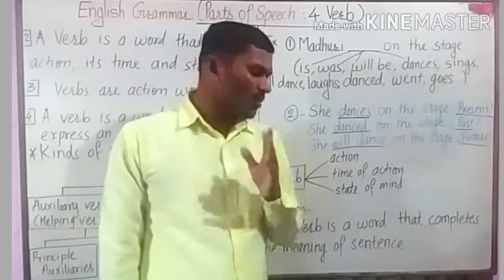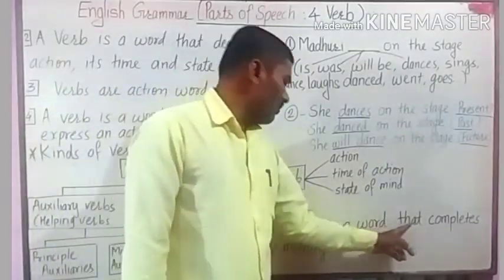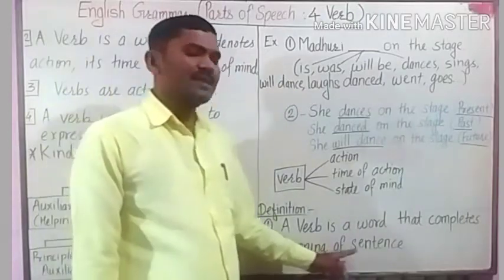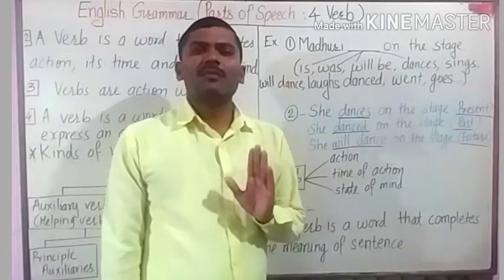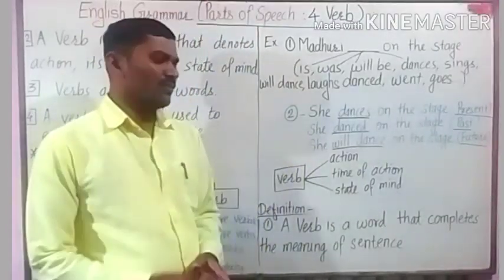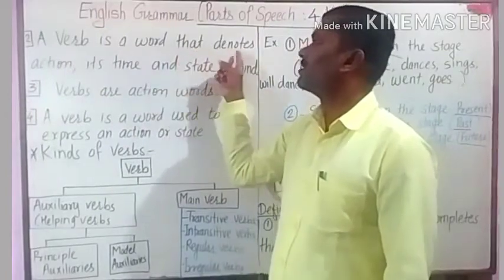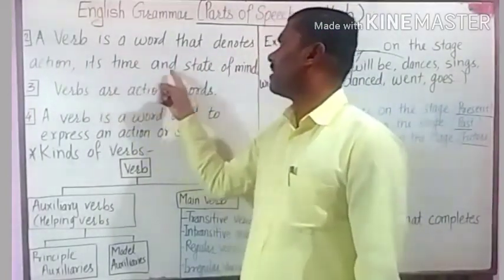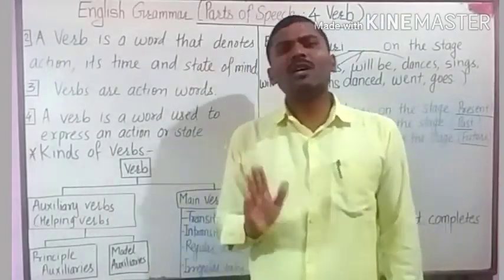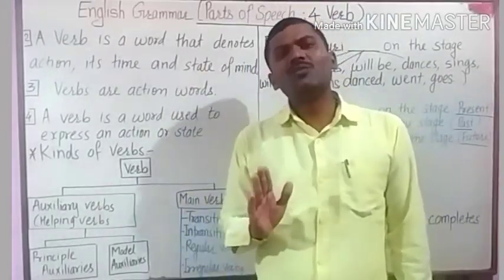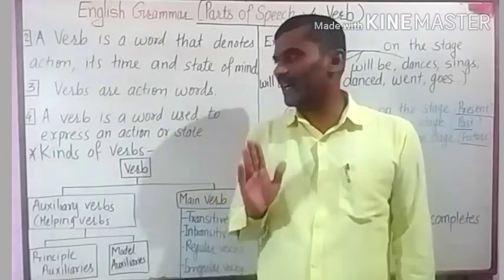So definition number 1, a verb is a word that completes the meaning of a sentence. A verb is a word that makes the sentence meaningful. Number 2, a verb is a word that denotes action, its time and state of mind. Here we understood a verb is an action word which shows action, its time and state of mind.